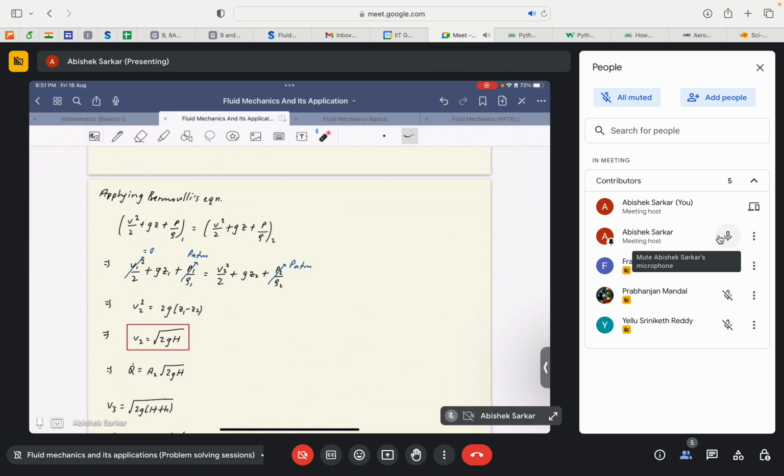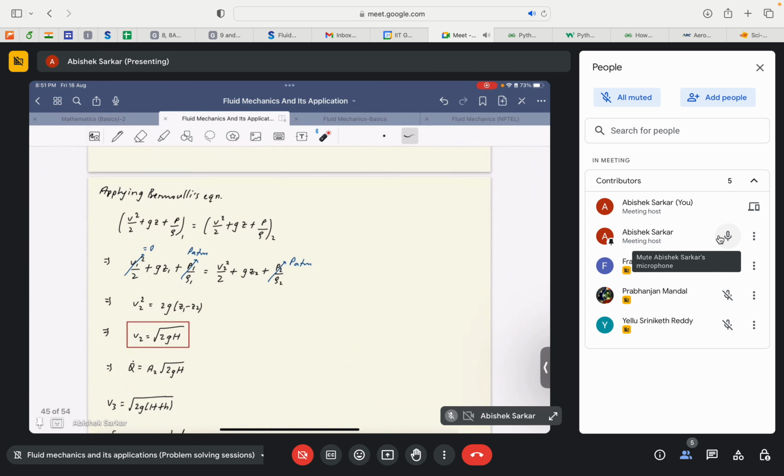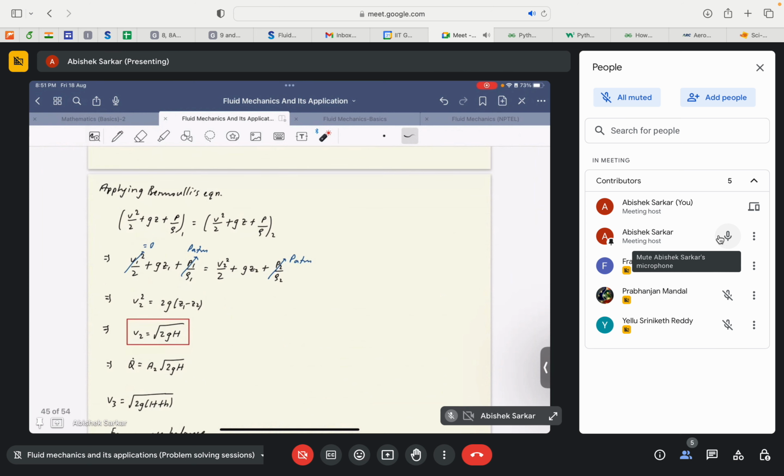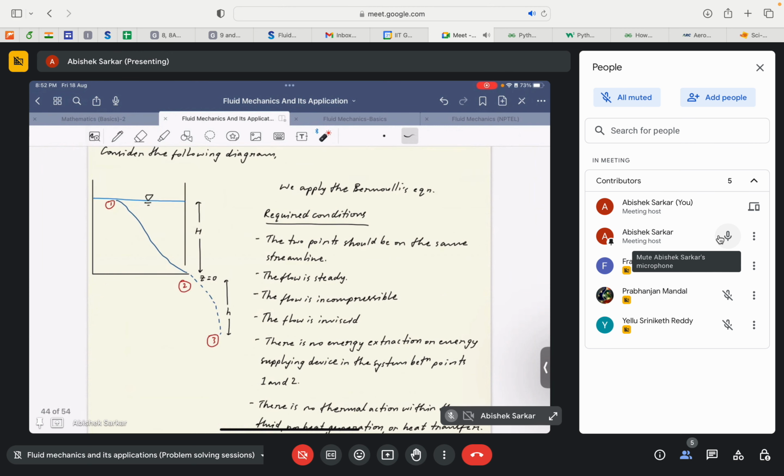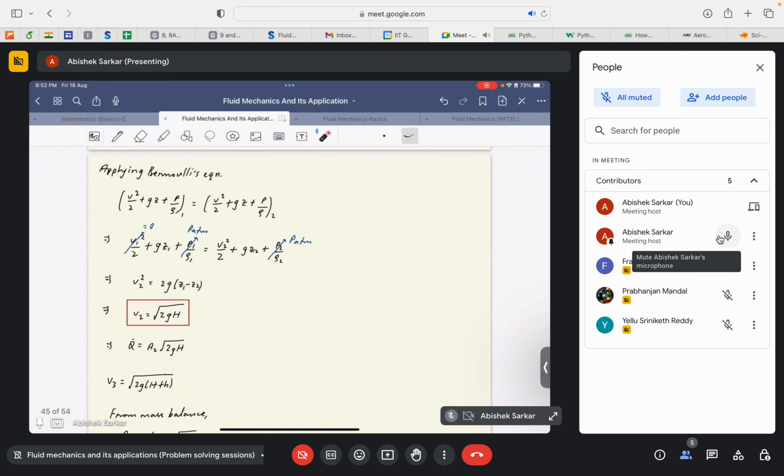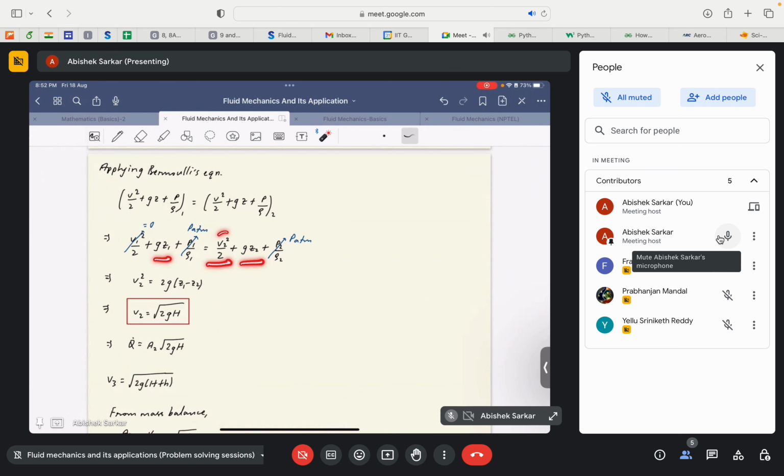g z1 will exist. Again, we assume that the pressures at point 1 and point 2 are both equal to atmospheric pressure. Pressure is not 0, okay. Gauge pressure may be 0, but the absolute pressure is not 0. Since both are atmospheric pressure, we can cancel both terms from the equation. So we are essentially left with V2 square by 2, g z2 and g z1. So we write V2 square is equal to 2g (z1 minus z2).